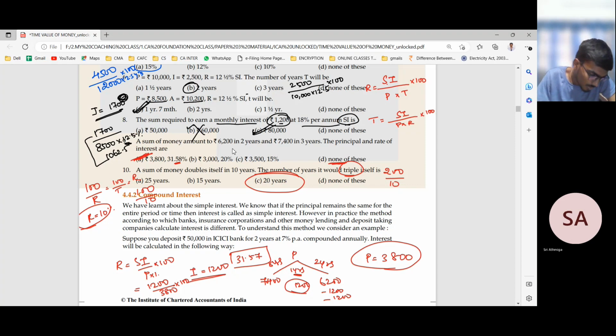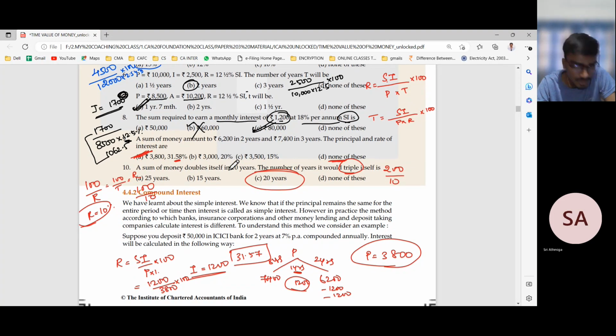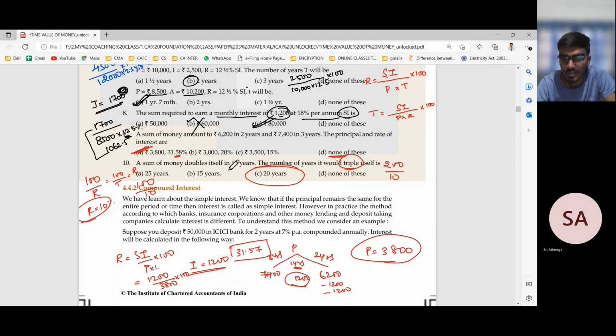Yes. Very good. Now, what we are going to do is give you the alternative method for the 7th question. I will give you the final alternative method for this question.